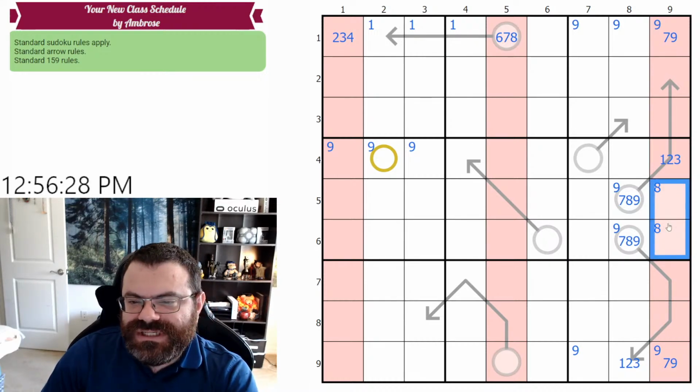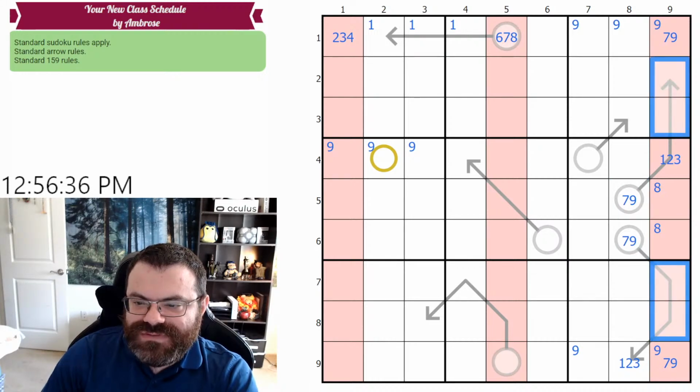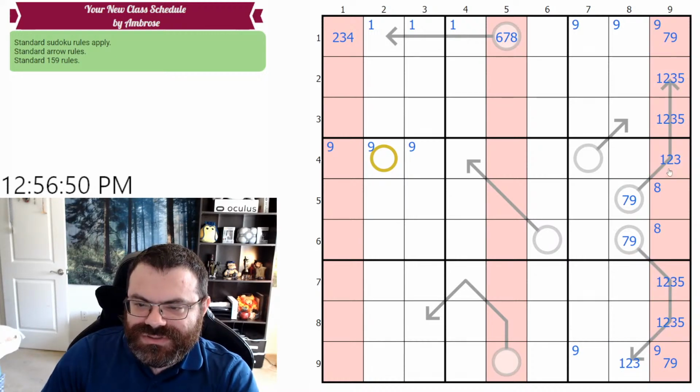Oh, 8 was limited to these two, and that takes 8 out of here. So this actually does add to 16. So now we know that these have to be from 1, 2, 3, 4, 5. They can't include a 6. Otherwise, they would be 1, 2, 3, 4, 6, which adds to 16, and then this would be 17. And that doesn't work. So I don't think these could be 3s either, can they? Well, I'm not sure.